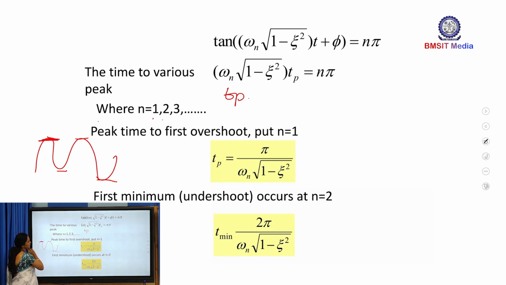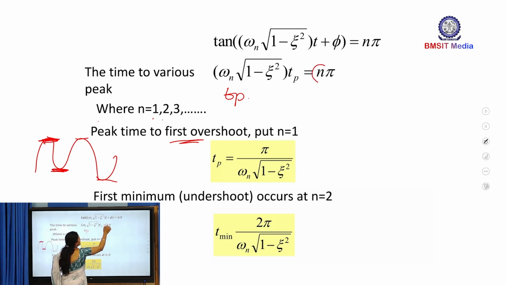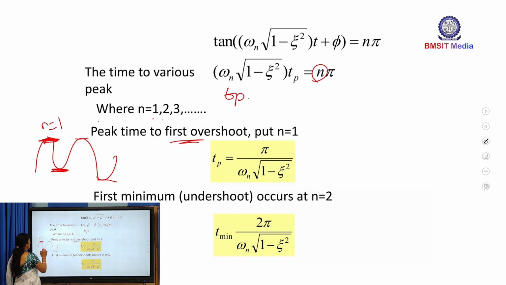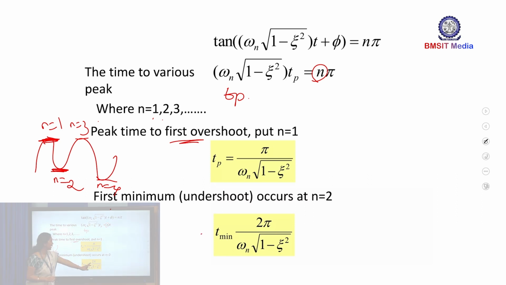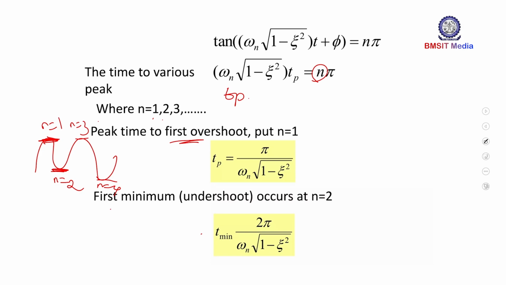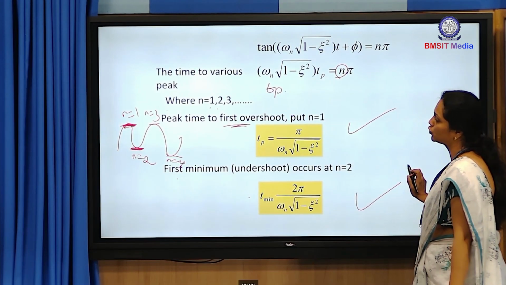Now I am finding out for n equal to 1 for the overshoot here. Then I have to find out for the undershoot at this particular point. So I will be substituting the value of n equal to 1. Pi by omega n into root of 1 minus zeta square, and the first minimum will be equivalent to what? That is 2 now. n equal to 1 here, n equal to 2 here, n equal to 3 here and n equal to 4 here. So T minimum will be 2 into pi by omega n into root of 1 minus zeta square. So the first overshoot and the first undershoot we have obtained.